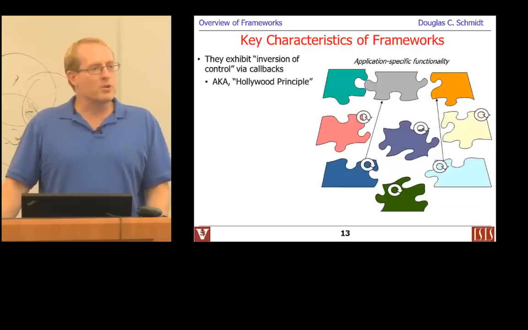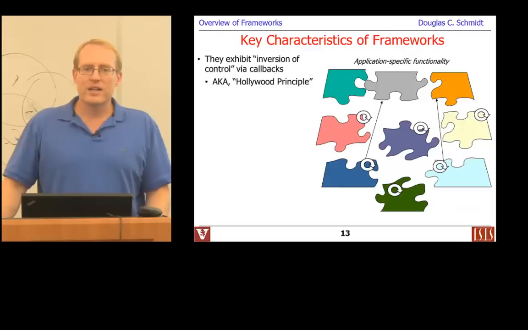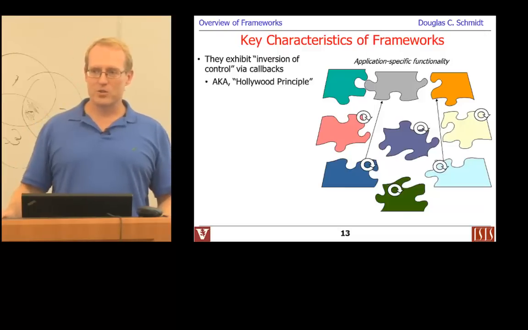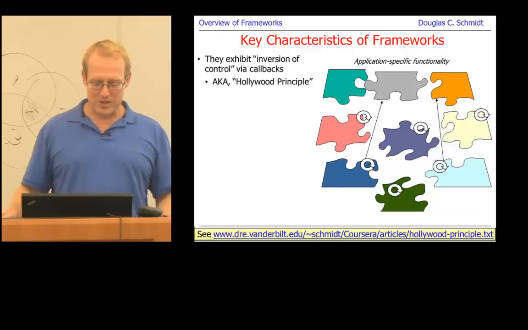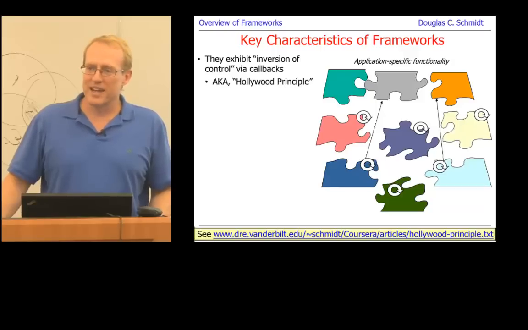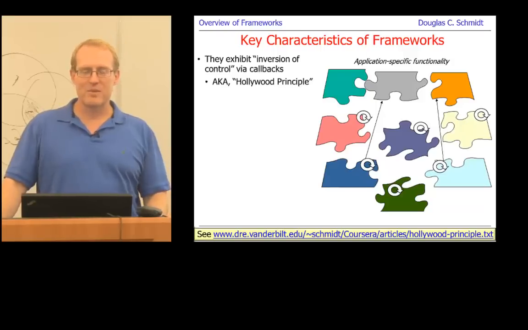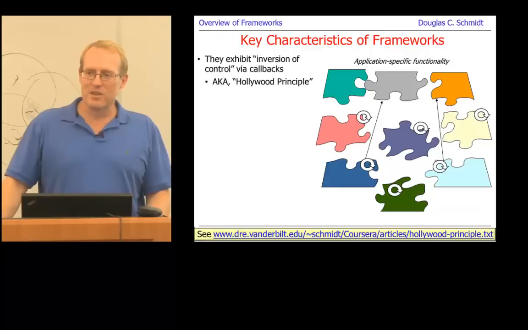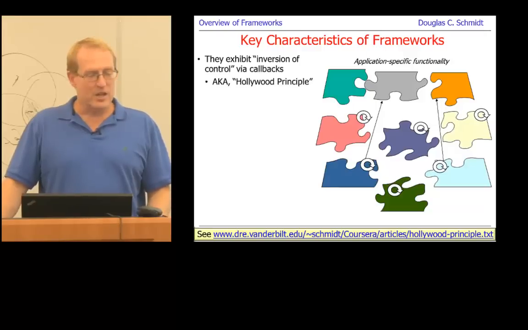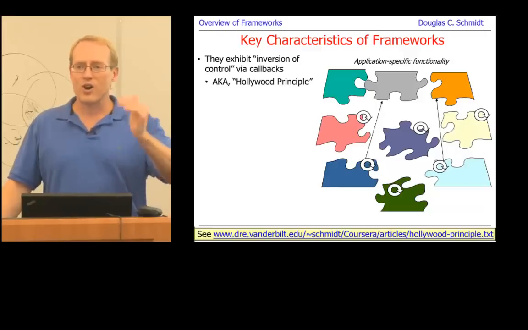So one of the first distinguishing characteristics of a framework is it provides so-called inversion of control. Now, there's a lot of different ways to understand inversion of control. I'll explain it from a technical point of view in a second. But one of the things that people often think about when they talk about inversion of control is the Hollywood principle. And if you take a look at this article on my website, you'll see a description of an article written by the late John Vlissides talking about the Hollywood principle. And the Hollywood principle says, don't call us, we'll call you.